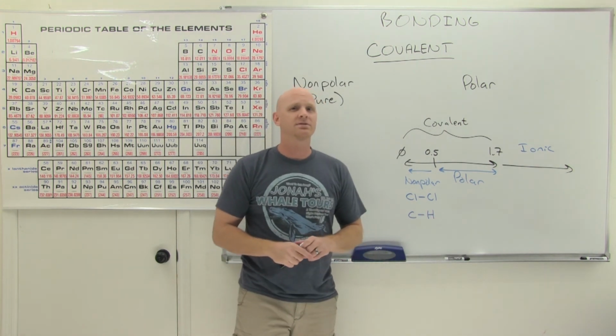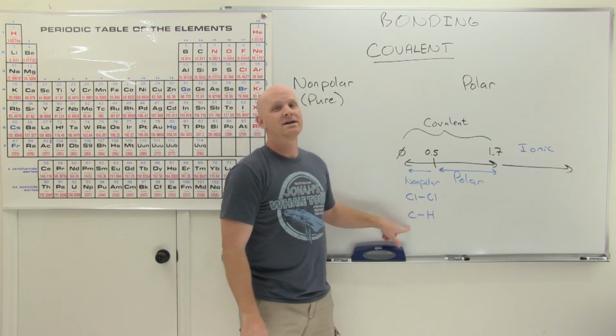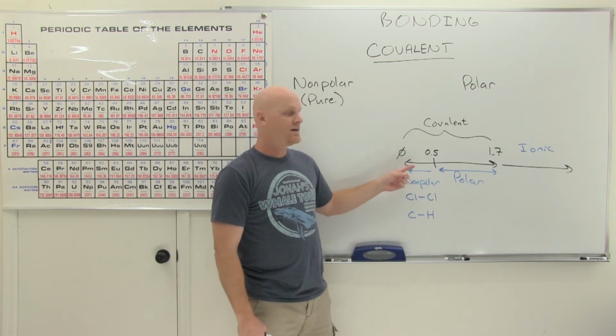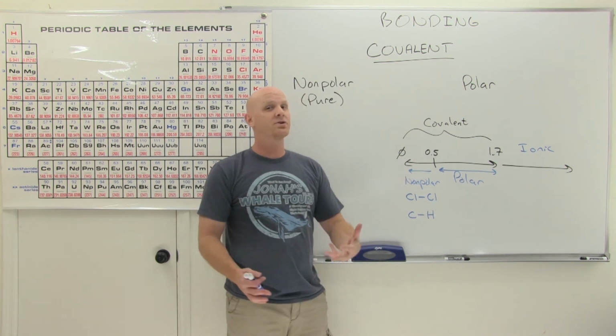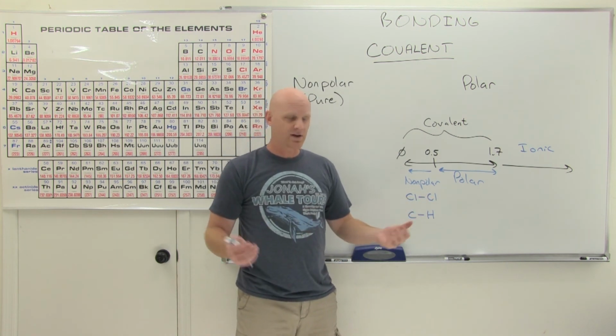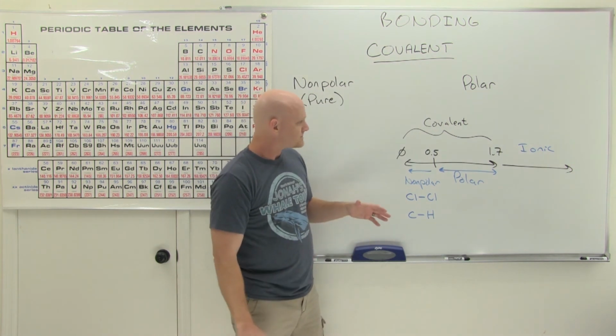If you look on your table of electronegativities, carbon's got a value of 2.5, hydrogen's got a value of 2.1, so the difference between them is only 0.4, and it would therefore lie in this category of nonpolar or pure covalent bonds. Obviously, if you have two identical atoms, then you're going to have no difference in electronegativity. It'd be exactly 0, and that's another way you show up as nonpolar.